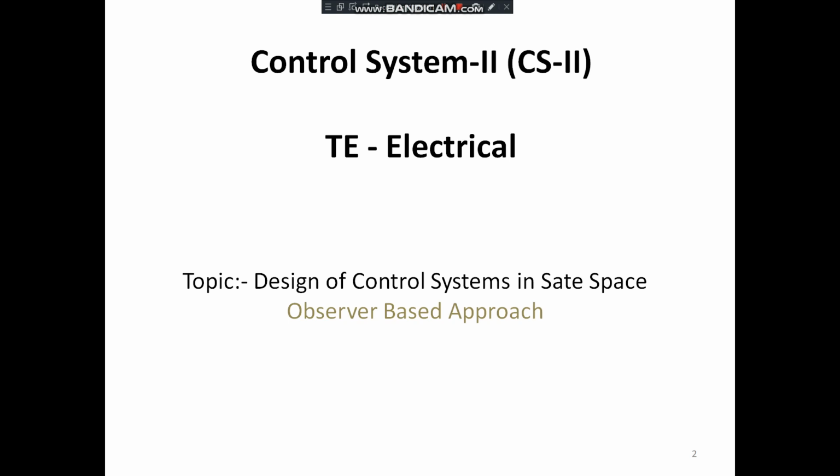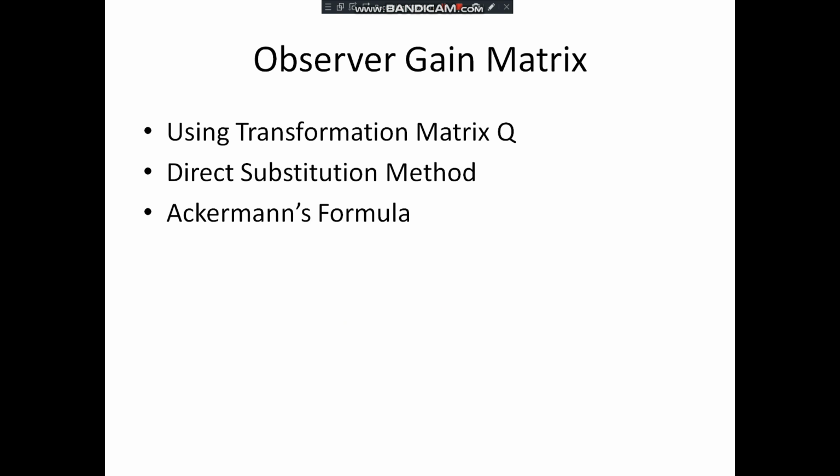We are going to discuss the subject Control System 2 for T electrical engineering, and the topic is observer based approach for the control system design in state space. Previously, we discussed the full order and reduced order observer design. In that, we need to determine the observer gain matrix.